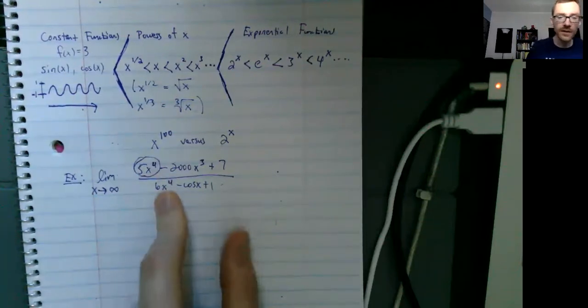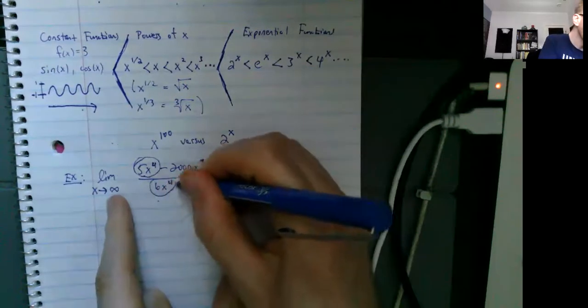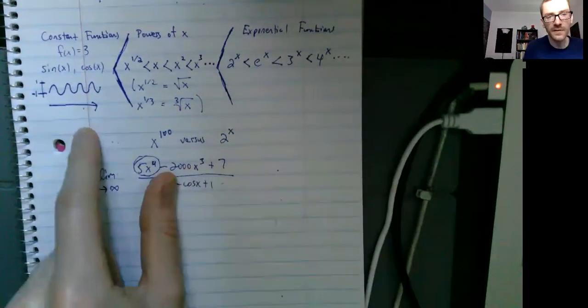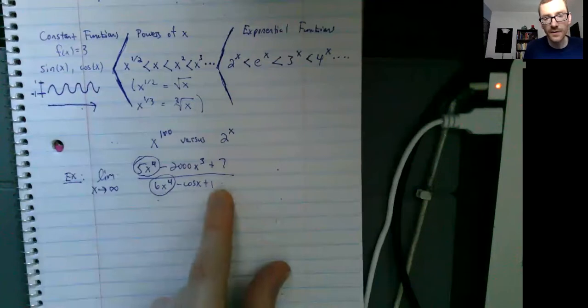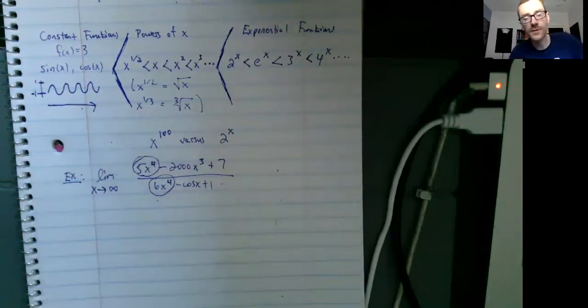In the denominator, it's also the x to the 4th term. The cosine function belongs in the slowest category, and the 1 is also a slow growing function. So you identify the terms which grow most quickly in the top and the bottom. Why do you do that? Here's why.